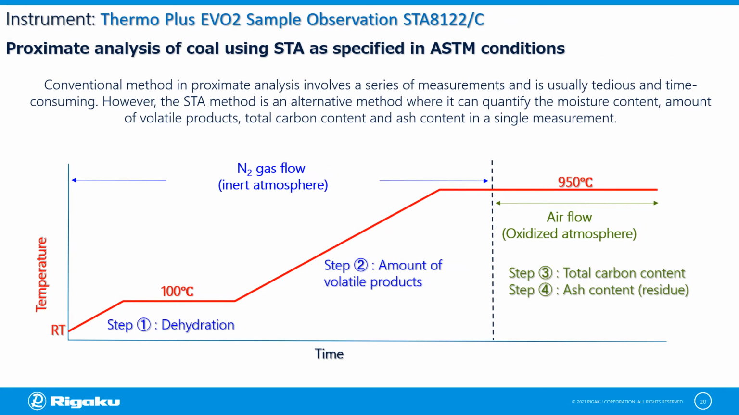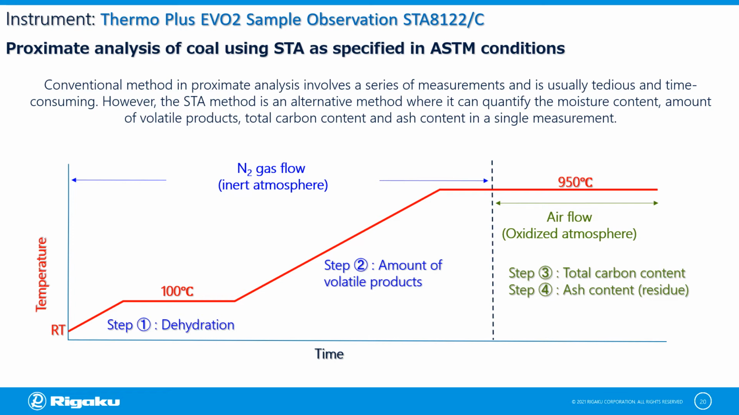Our next application is proximate analysis of coal using STA as specified in ASTM conditions. The conventional method in proximate analysis involves a series of measurements and is usually tedious and time-consuming. However, the STA method is an alternative where it can quantify the moisture content, amount of volatile products, total carbon content, and ash content in a single measurement.